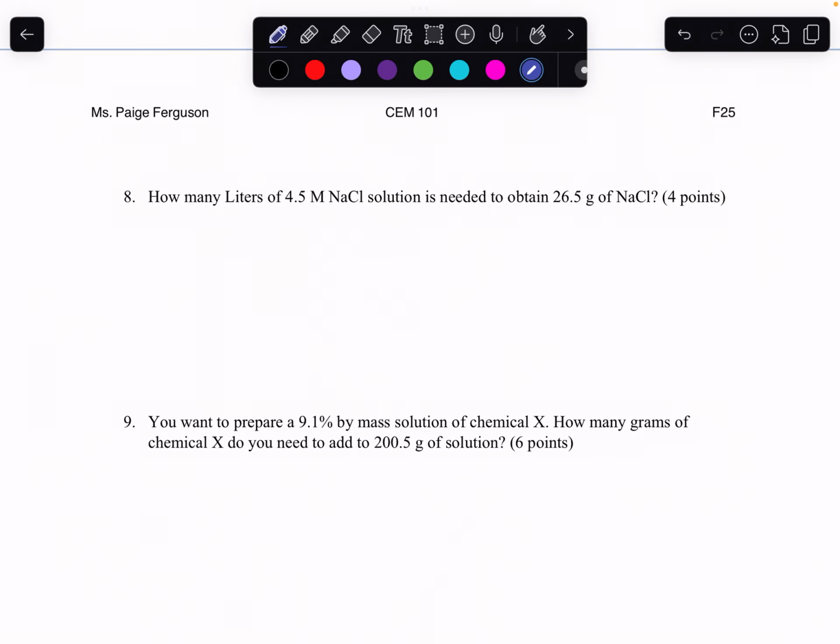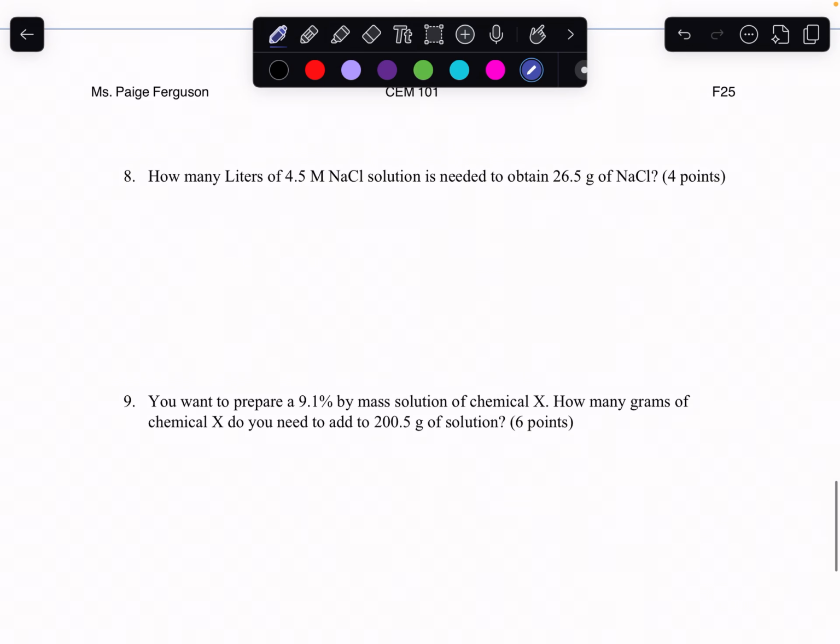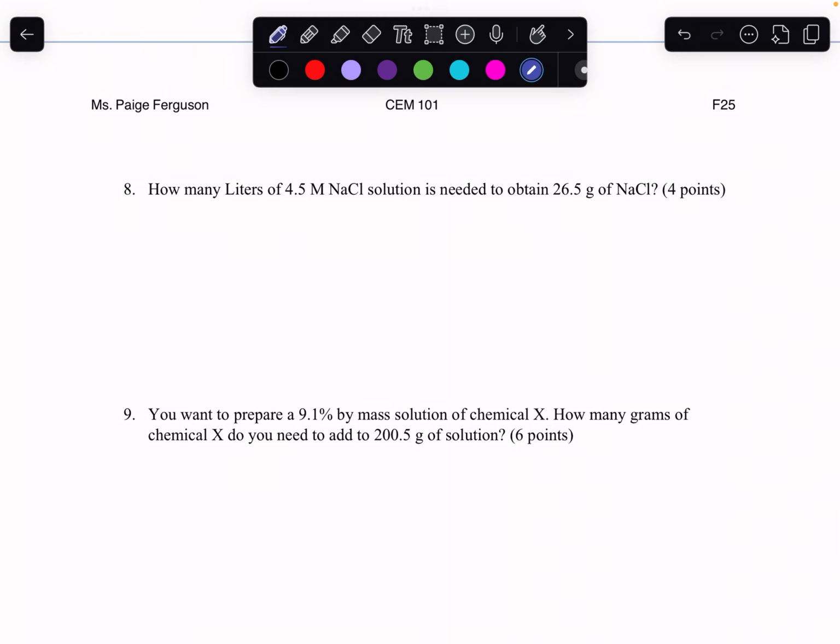So, number 8. How many liters of 4.5 molar NaCl solution is needed to obtain 26.5 grams of NaCl? Okay, interesting. This is yet another one, a lot like number 7, that's comprehensive of these relationships between the units, that don't have one strict formula to follow. You just have to understand how they relate to each other. So write out your given. I have 4.5 molarity NaCl.